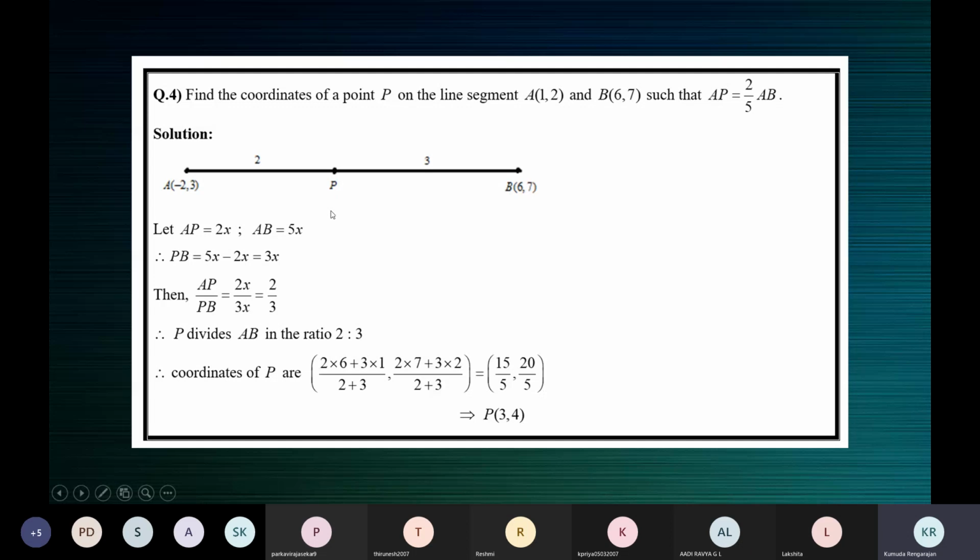Now to answer this question, we use the section formula. It's a direct application of the section formula. Section formula is used to find the coordinates of the point of division. P is the point of division. Using the section formula, we can find the x coordinate and the y coordinate of the point of division.